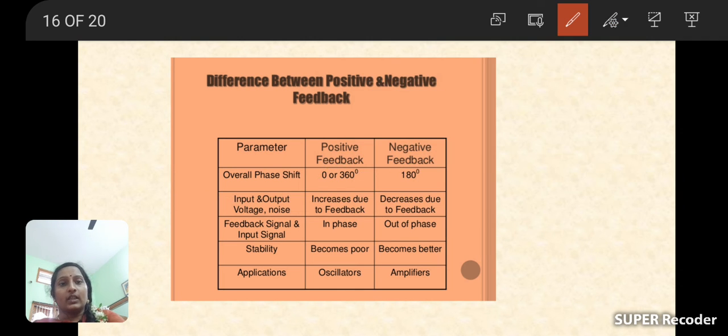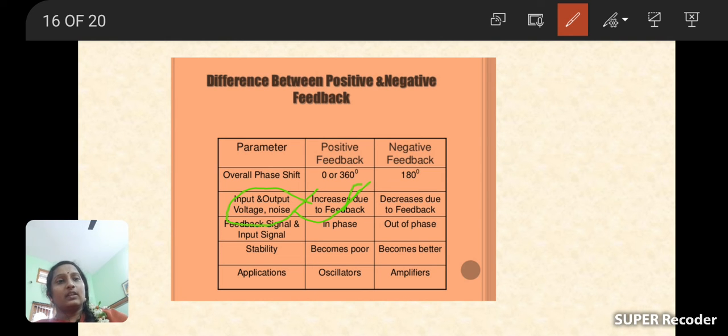Okay, and coming to the next one, input and output voltage and noise. So the input voltage is increased due to the feedback. In positive feedback, output voltage also increases, and at the same time noise also increases. So in positive feedback, all parameters are increased: input voltage is increased, output voltage is increased, and noise is increased. But in negative feedback, input voltage is decreased, output voltage is decreased, and noise is also decreased.